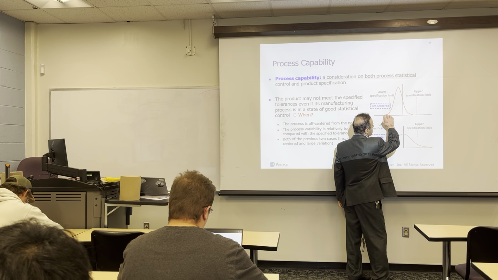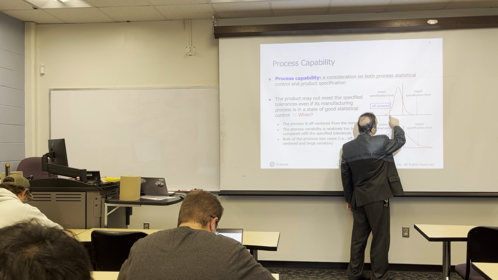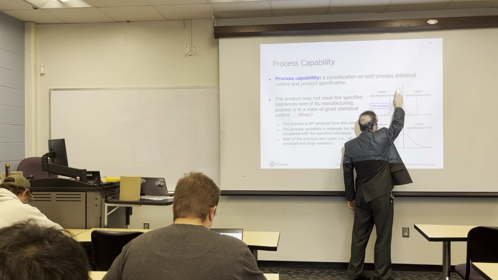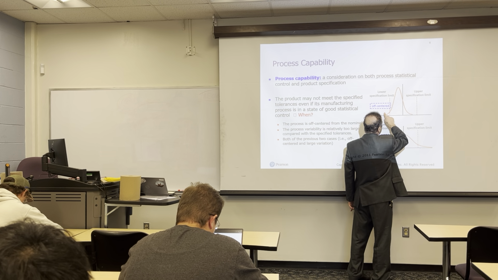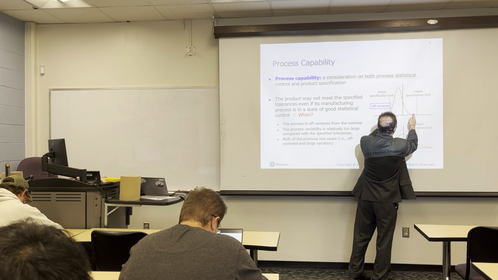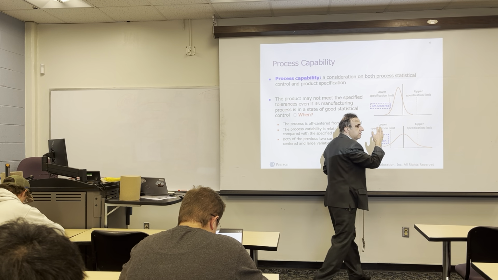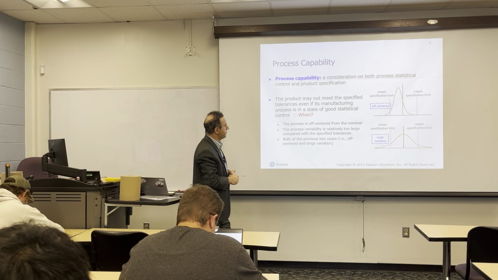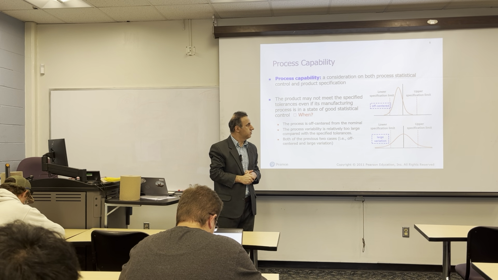So let's say this is upper specification limit, right? Defined by customer, and lower specification limit. And this is your process. Process has this upper control limit and lower control limit. And this is the center. And this is not in the center, right? And it's called off center. So that is going to reduce the process capability.